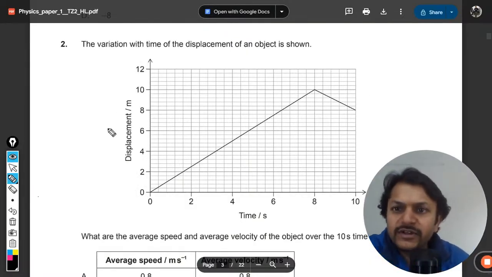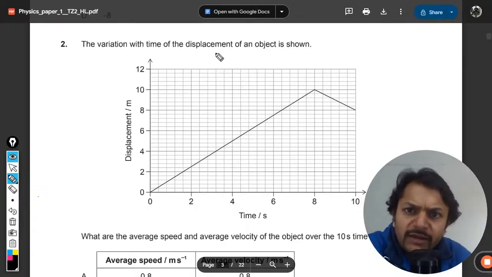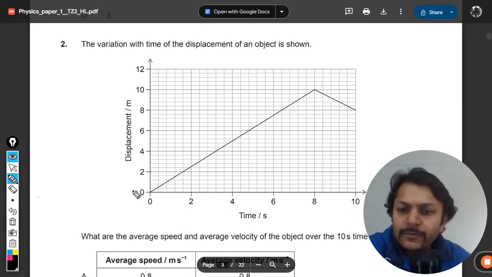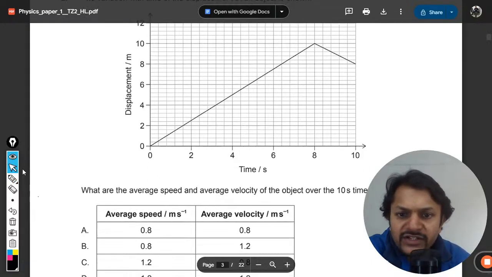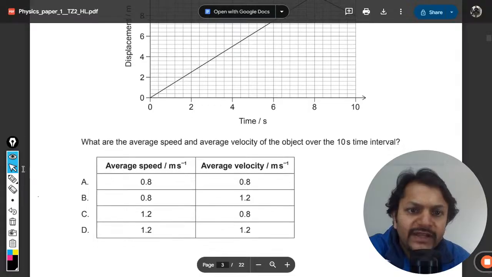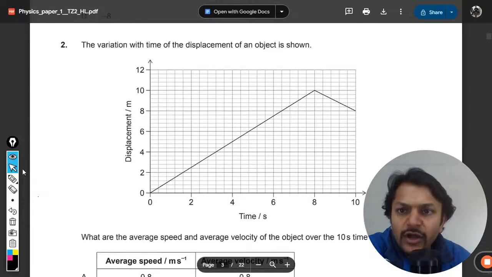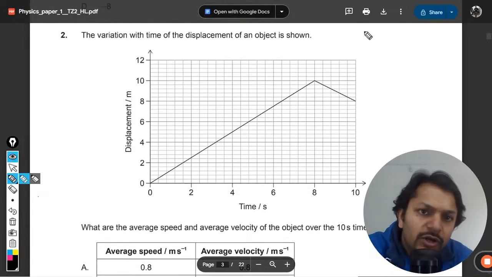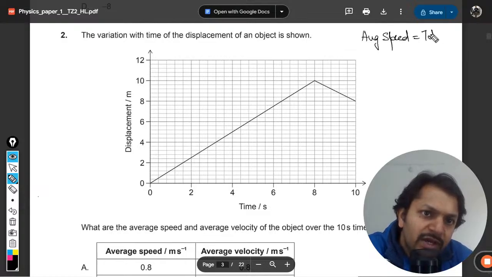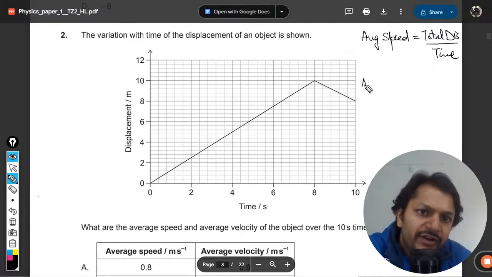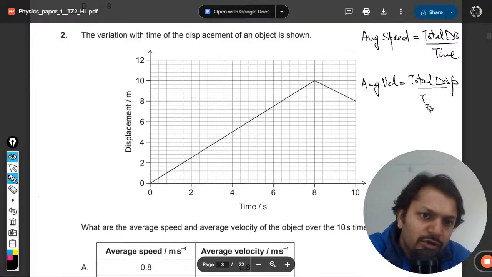Okay, dear student, let us see what is there in this question. The variation with time of the displacement of the object is shown. What are the average speed and average velocity of the object over 10-second time interval? So you have to find the average speed and the average velocity. Let's see. The only concept that is used here is that the average speed will be equal to the total distance divided by total time. And if it is about the average velocity, we will talk about the total displacement divided by total time.